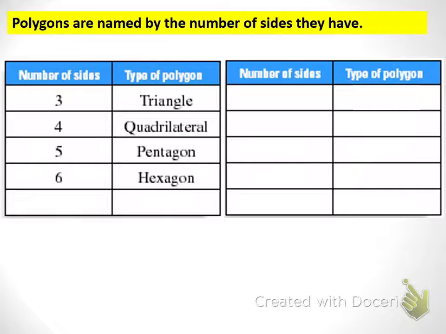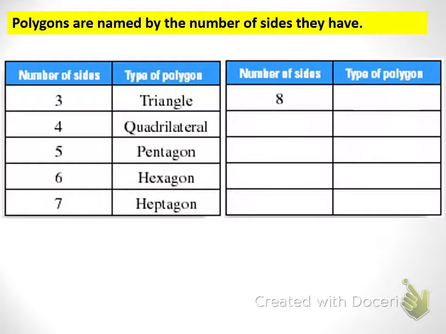7 sides. Pentagon. Close. It starts with an H actually. Heptagon. So a lot of you were saying septagon, and I don't know what in life is a septagon. Heptagon is the word you're looking for.